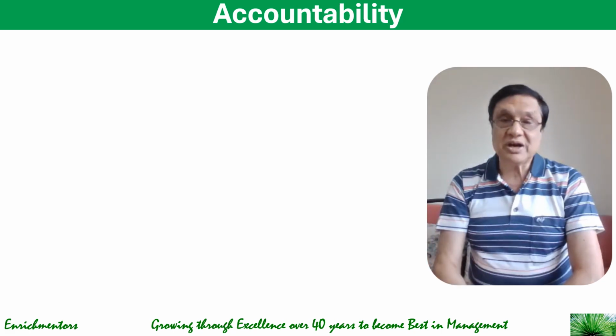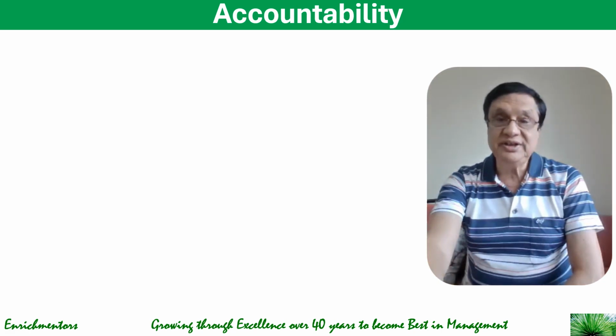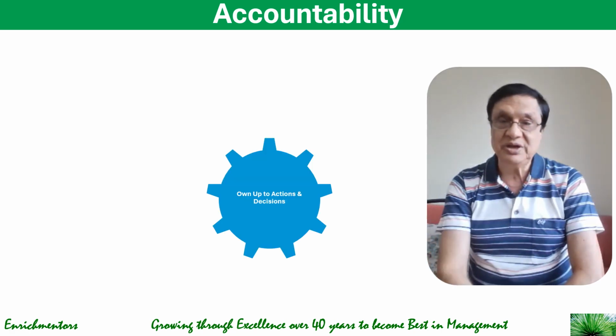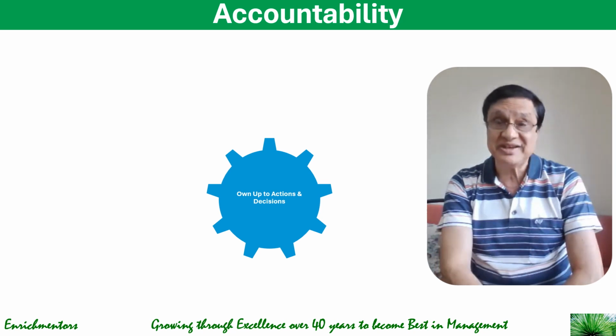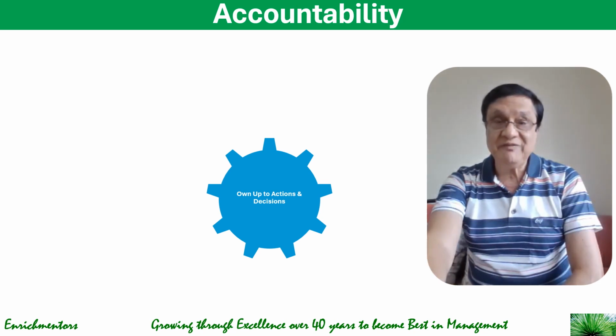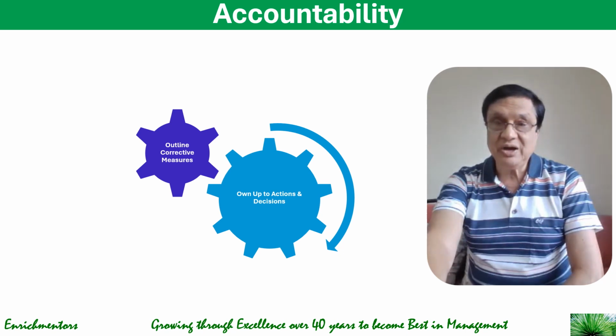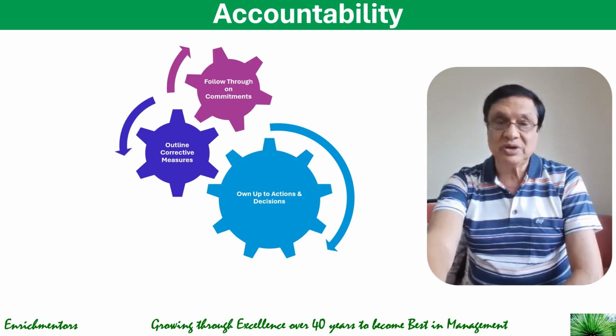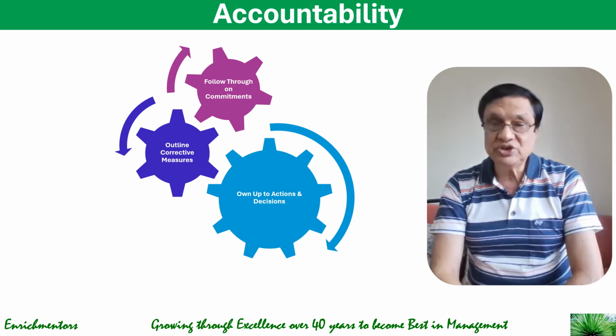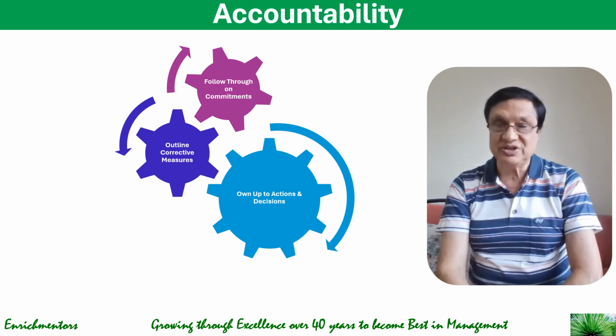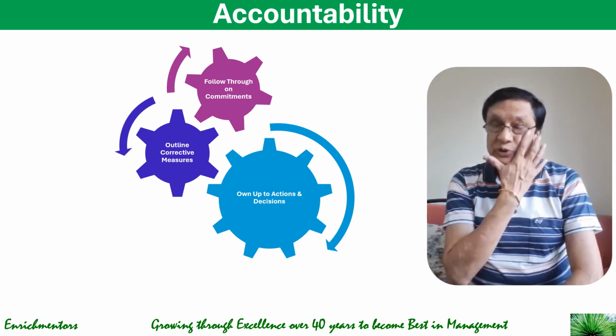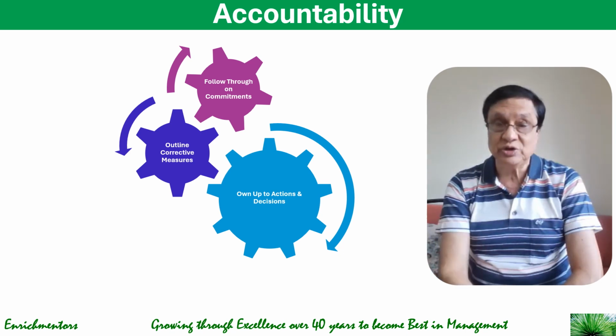The third element is accountability, and that again has three principles, three dimensions, meaning owning up to actions and decisions. You accept responsibility when mistakes happen, particularly when mistakes happen. Then you outline corrective measures, where you explain how issues will be addressed and prevented in future. And the last part of accountability is to follow through on commitments. There you need to ensure that the actions align with the strategies. You are doing actually what you have communicated in your messages.